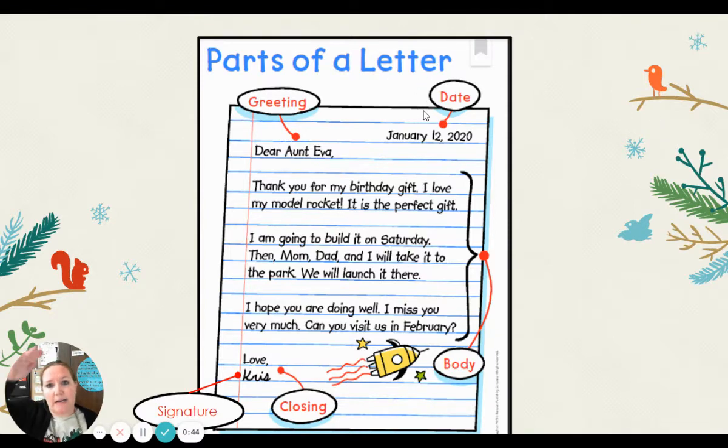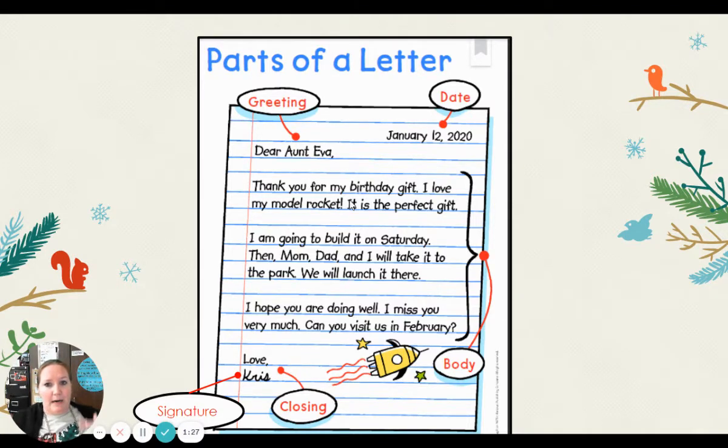So here at the very top and in the right corner, she has the date. We want to know when this letter was written, January 12th, 2020. So starting at the top with the date. Then coming down, this time to the left of the paper, is the greeting. This is where you address who it is that you're writing to, and we usually use the word dear, letting them know that we care about them. Dear, the person's name, and then a special punctuation mark called a comma. So this says, Dear Aunt Ava, with the comma.